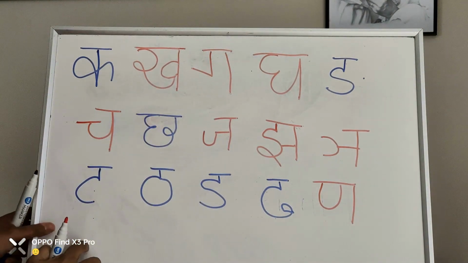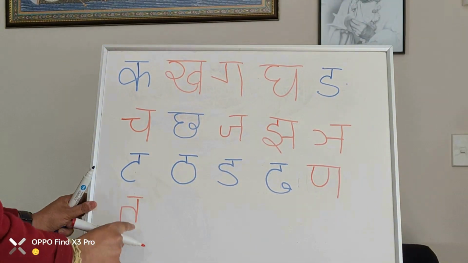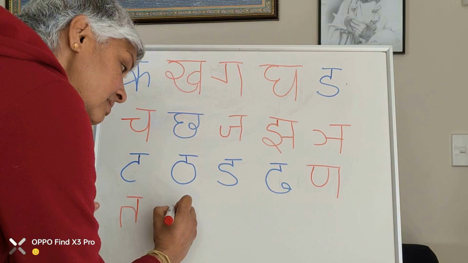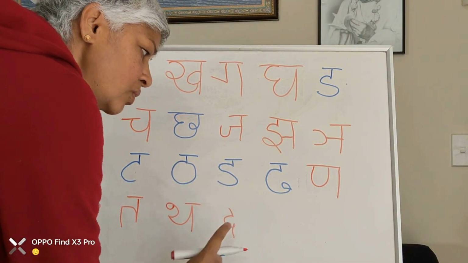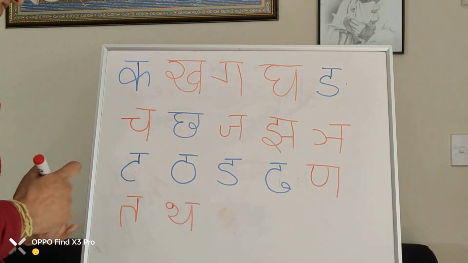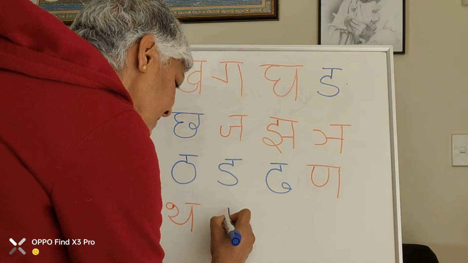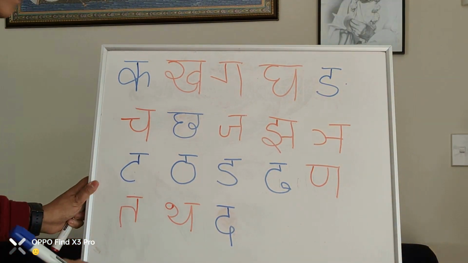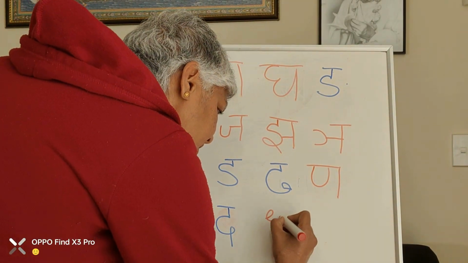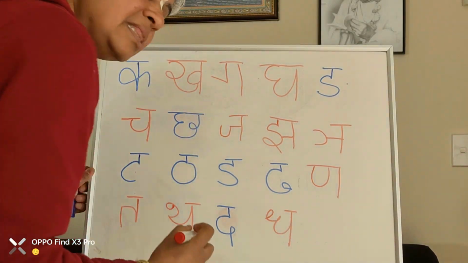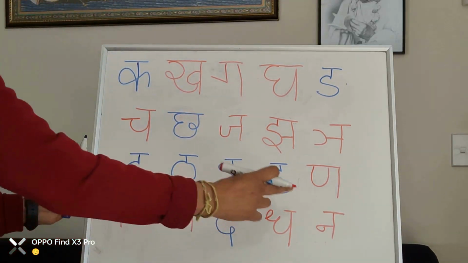What comes next? Ta. Ta has a line. Excellent. Tha also has a line. What about Da? No, no line. So Da is no line. What about Dha? Yes, it has a line. Very good. Dha, Na. Yes, excellent.